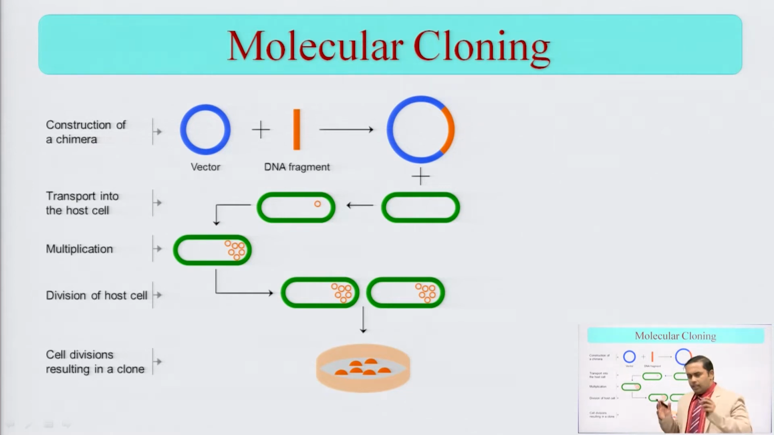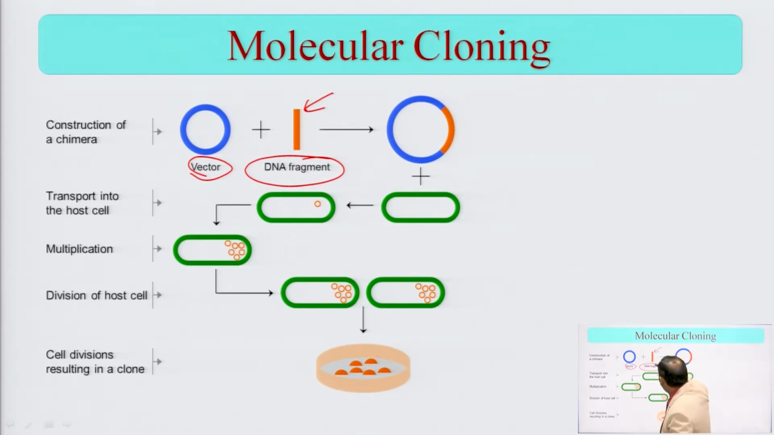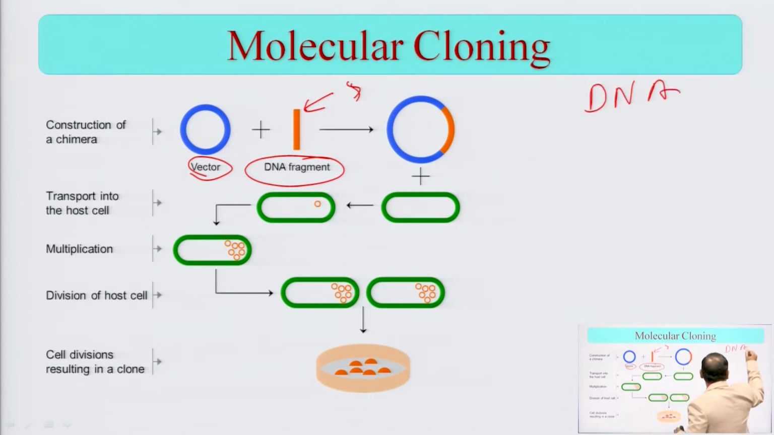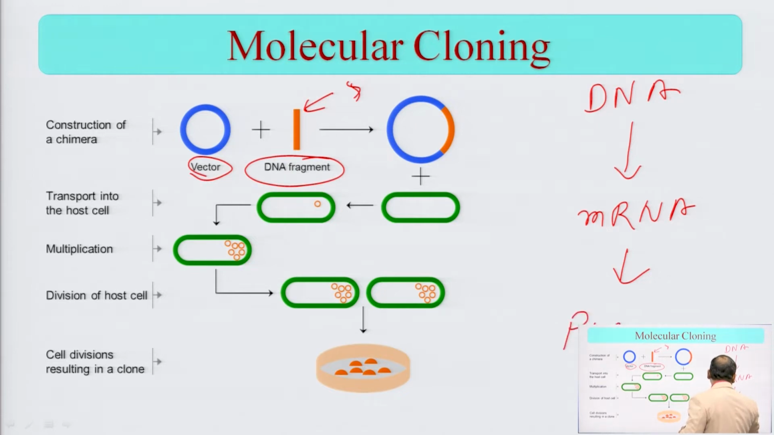Usually in molecular cloning, we need some vector, then we need some DNA fragment. The DNA fragment is our interest, the gene of interest, we can say. If a DNA has some quality, all of you are aware that from this DNA, mRNA will be created, and from that mRNA ultimately protein will be developed. All of you are aware about these things, transcription and translation.